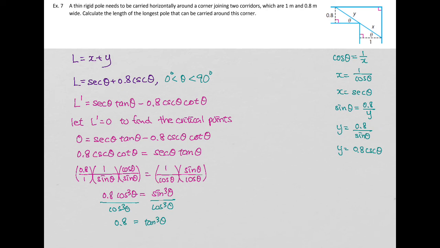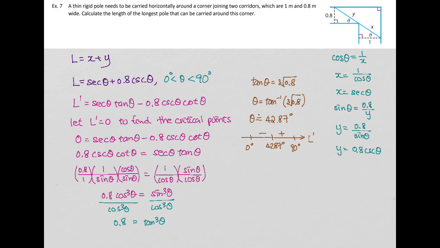In order to isolate tangent theta, we take the cube root on both sides. Then we take tangent inverse of the cube root of 0.8 to find the angle theta. And theta is going to be approximately 42.87 degrees. And put the critical points on the number line for L prime to identify whether or not this is the maximum or minimum. And remember to put your boundary on. You will see on the left-hand side is negative, on the right-hand side is positive. So this is a local minimum.